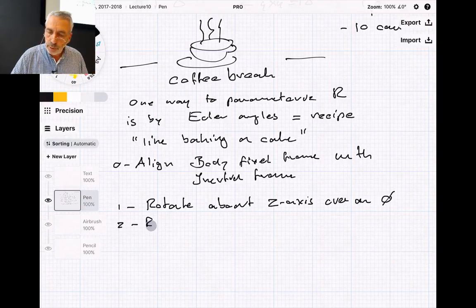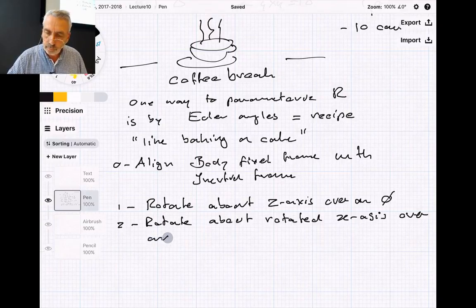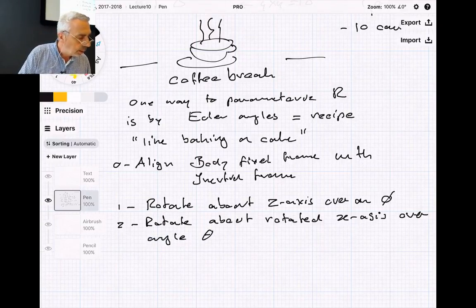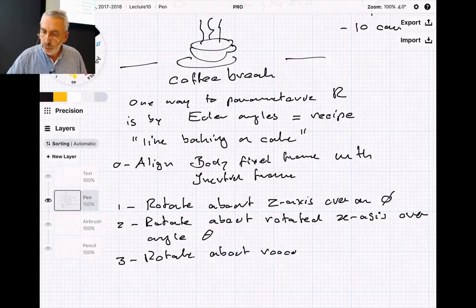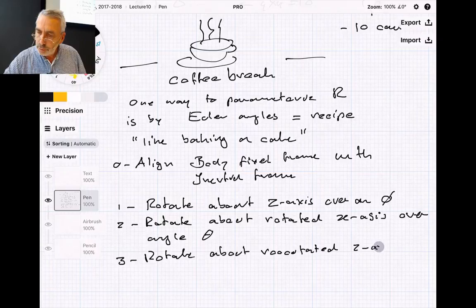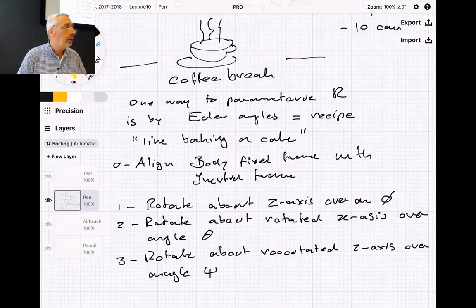Then the second step is, again, we rotate, now about the rotated x-axis over an angle theta. And then the last step is again a rotation. We're going to rotate about the rotated z-axis, meaning there have been 2 rotations already, over an angle psi. And I really want to stress that this is a recipe. You have to do the steps in this order and not in another order.